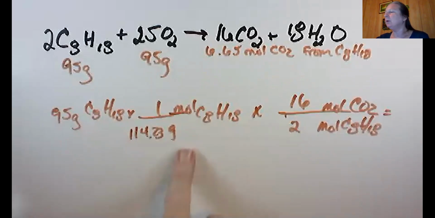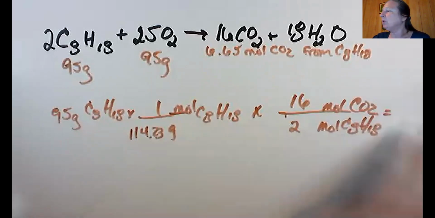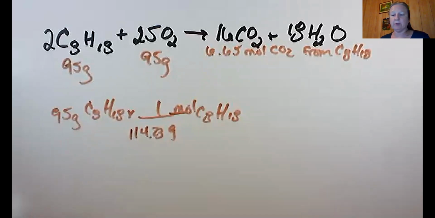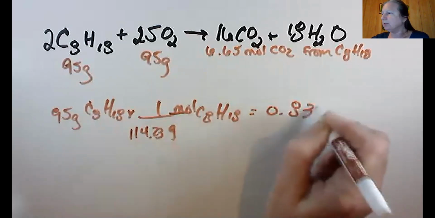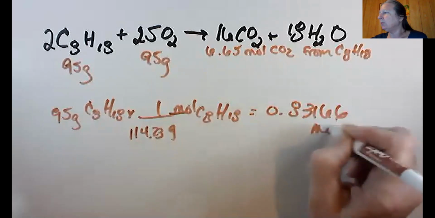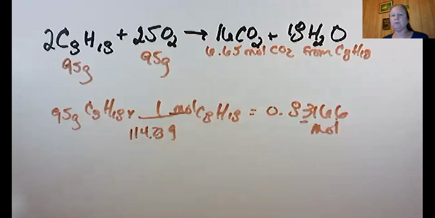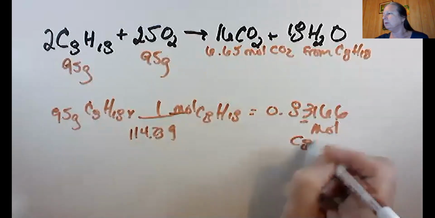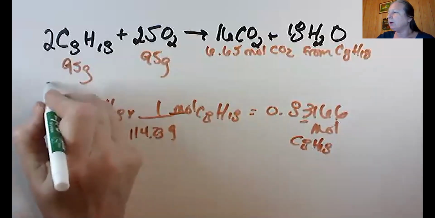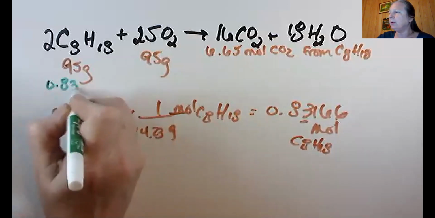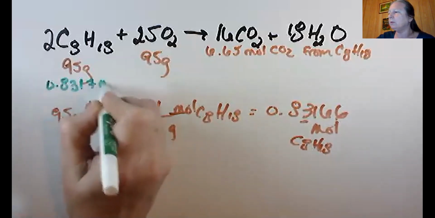But I still want to know how many moles I have of hydrocarbon, because I need to know that for later work. So this is 0.83166 moles. Now keep in mind, this only has two sig figs. I'm not going to shorten it yet, because I have more math to do and I don't want to shorten it prematurely. So the moles of hydrocarbon are 0.831, I will say 7 though.